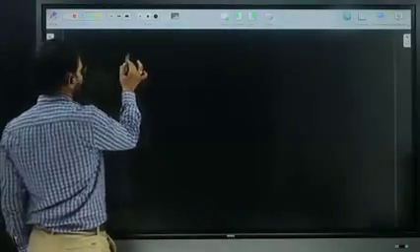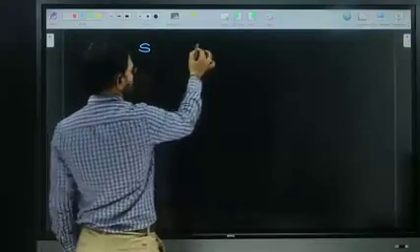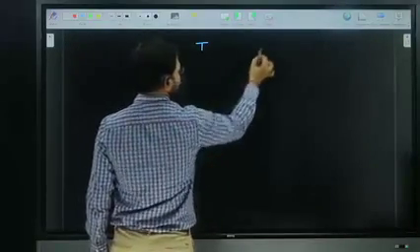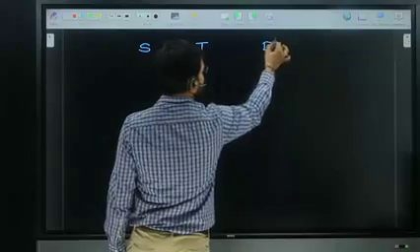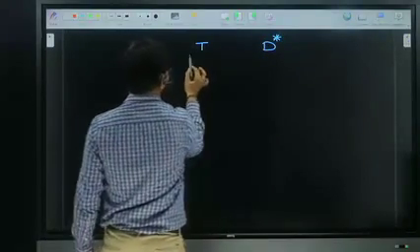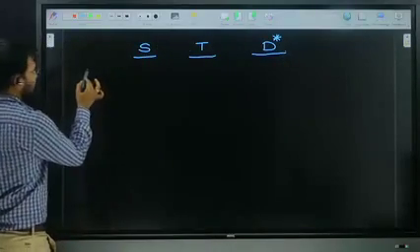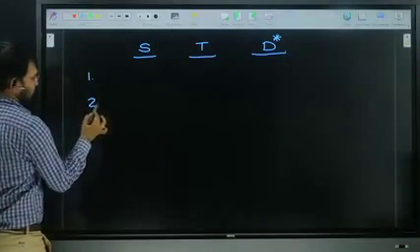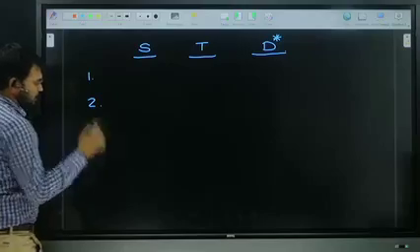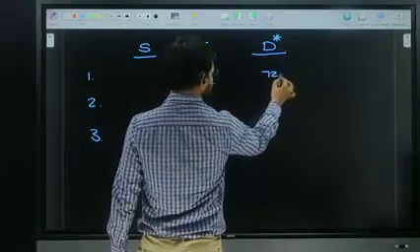Here the variables are speed, time, and distance. Here distance is constant, so only three variables are there. I am going to take three different cases. In these three different cases, distance is constant.